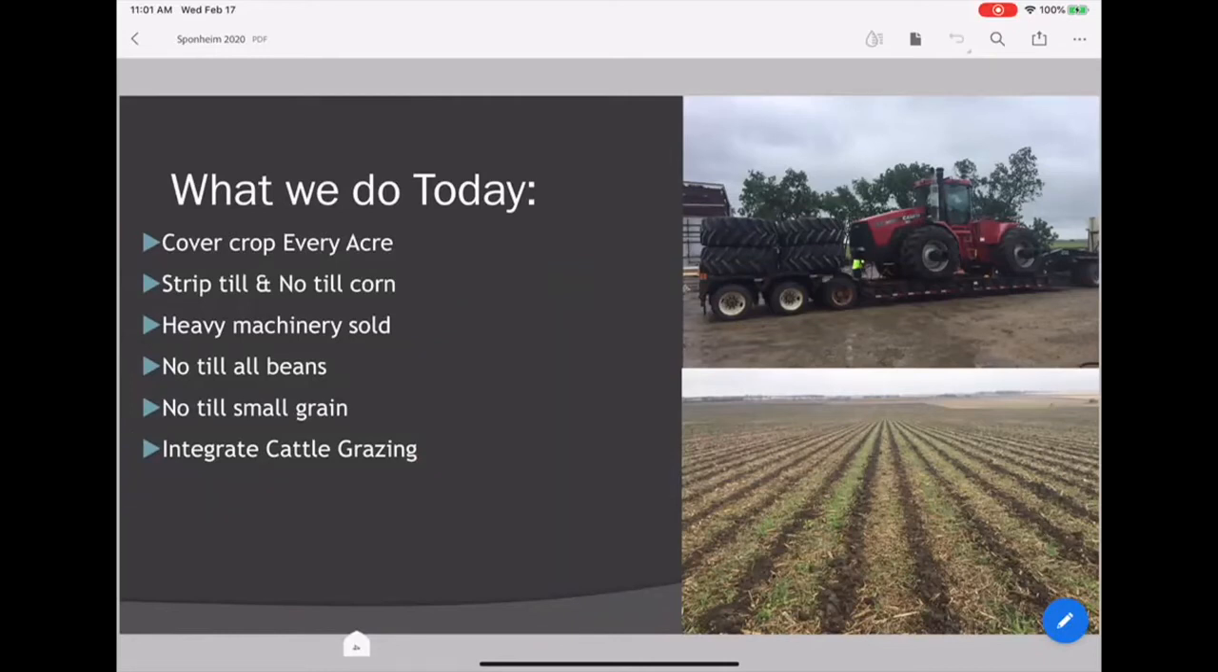We've been doing some strip till. Last year, only a third of our corn acres got stripped. The rest was no-till corn. And all the beans are no-till. All the small grain is no-till. And the no-till, especially with the small grain, has really helped get in the field a lot more timely and early. You know, Yoakum said to get out there as soon as you can without the tractor being stuck.